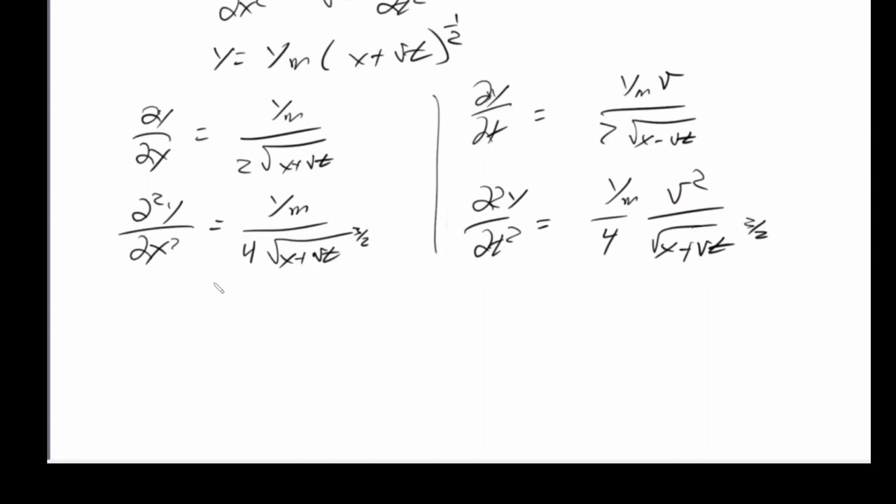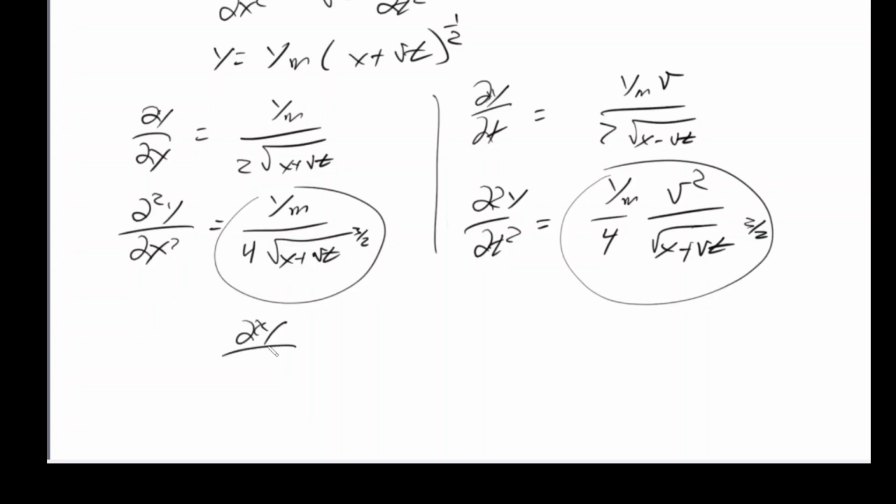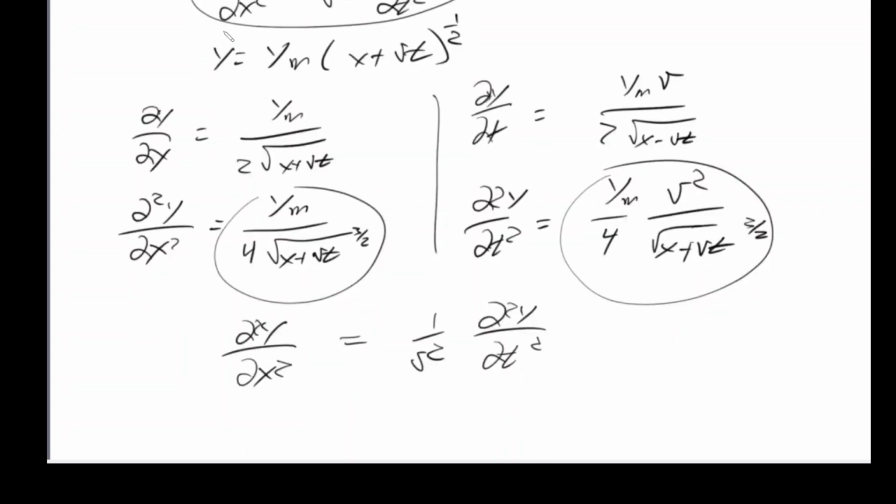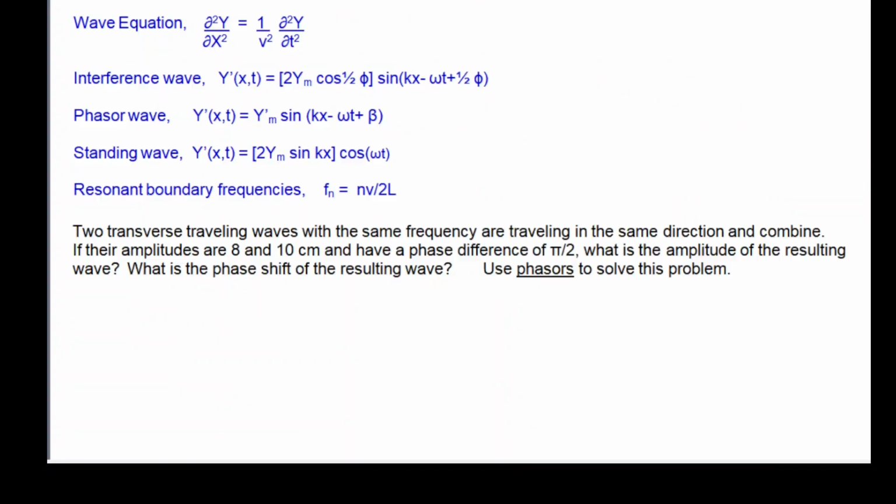So when we look at this expression and this expression, we see that the second derivative of y with respect to x is equal to the second derivative of y with respect to t if we divide this by v squared. So that's how we get these to be equal, which does satisfy our wave equation, as you see up here.